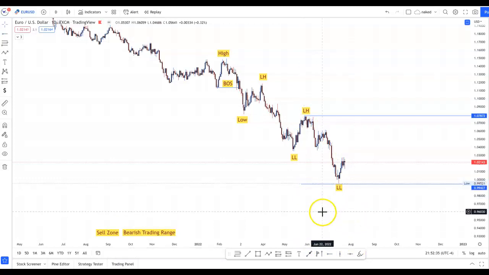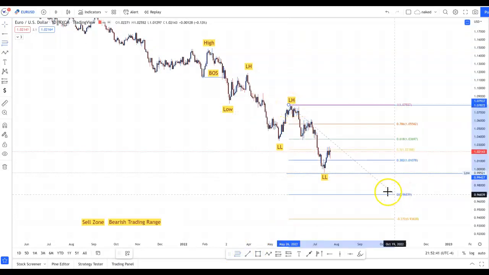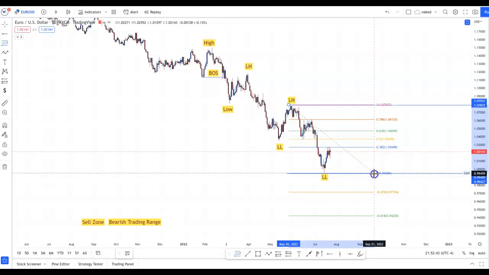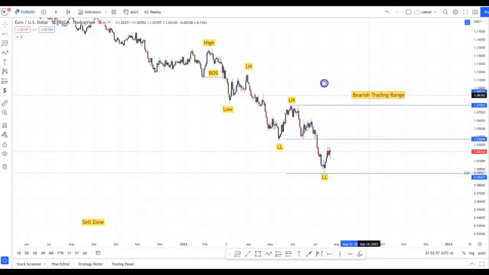Next, we want to take our Fibonacci tool, and we want to go from the swing high to the swing low. And all we're doing is simply drawing the 50% area right there. So this is going to be our bearish trading range.